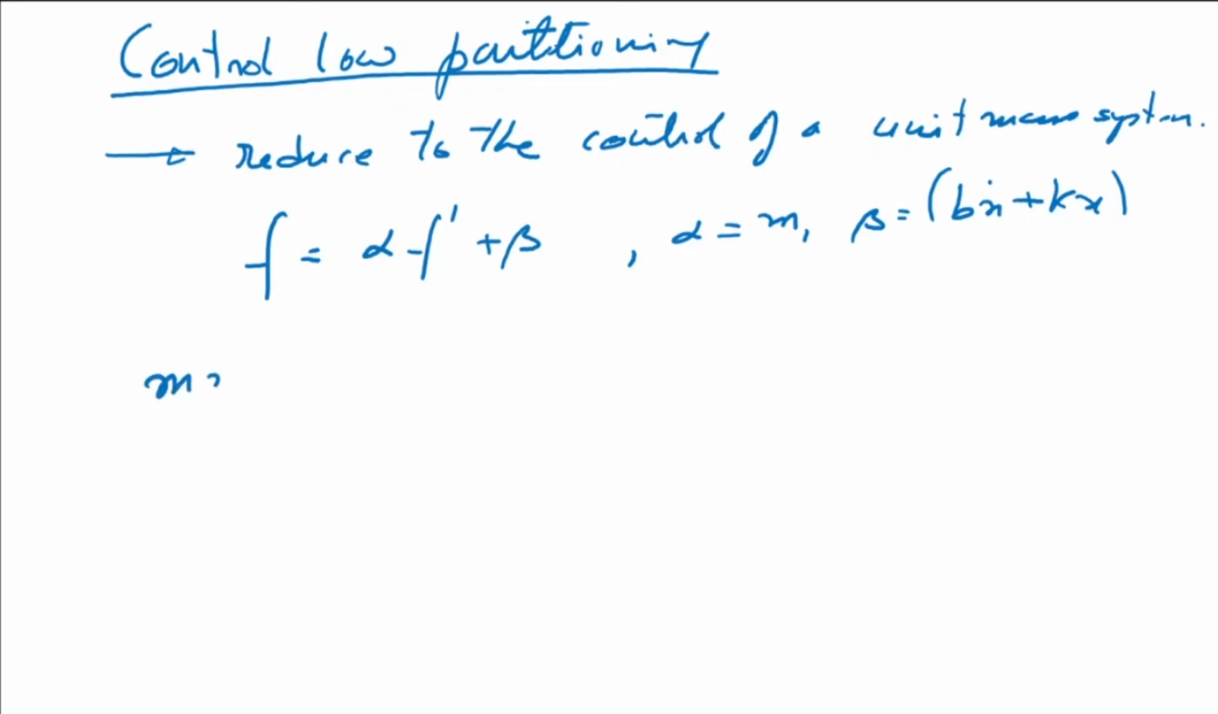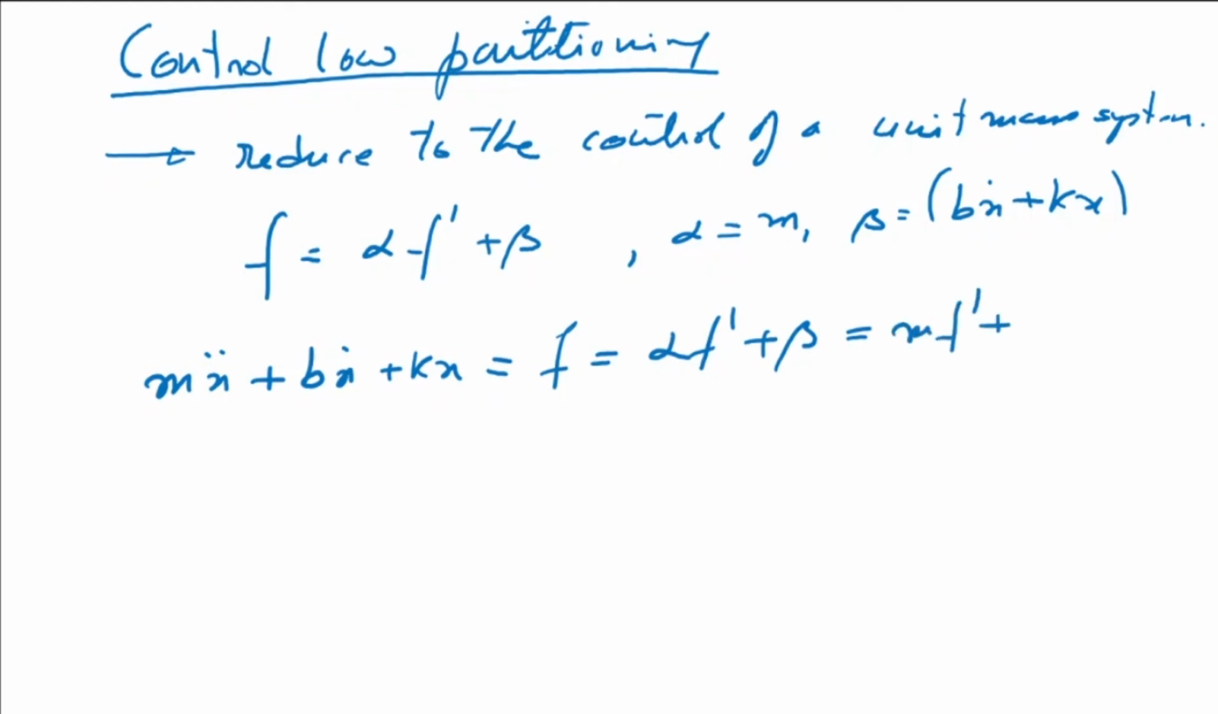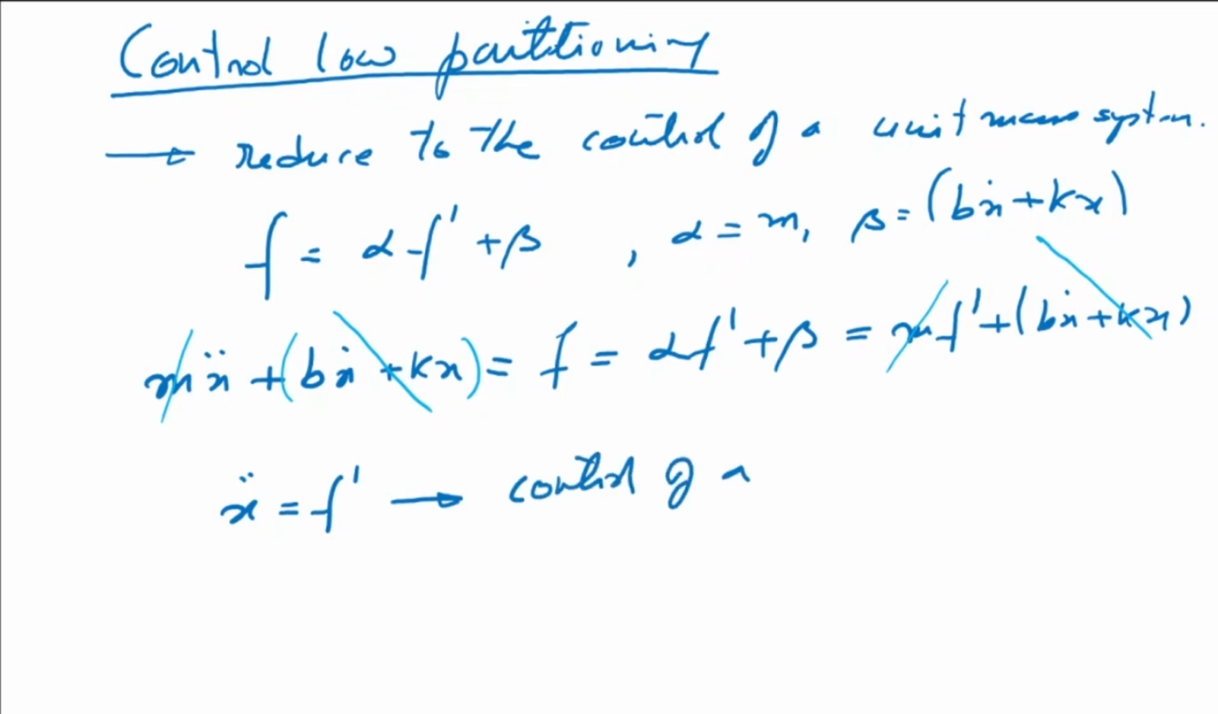So in my equation, m x double dot plus b x dot plus k x is equal to f, and f is equal to alpha into f dashed plus beta. If I put in the values, alpha is equal to m, and beta is equal to b x dot plus k x. What we can see here is that some of these terms are going to cancel each other. This term and this term will cancel, and this term and this term will go. So what we are left with is x double dot is equal to f dashed. This is what we mean by control of a unit mass.